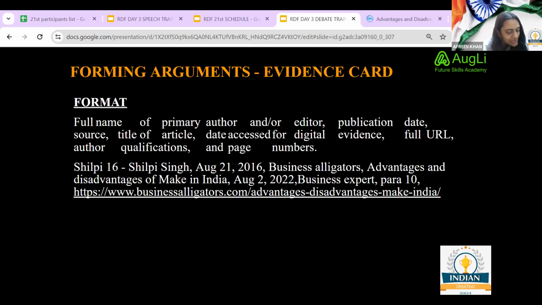Then the date when I accessed this digital evidence. What's the date today? It is January 19th, 2024. Then I'm supposed to put the full URL, which is going to be here, and the qualifications of the author. The author is an editor of Times of India.